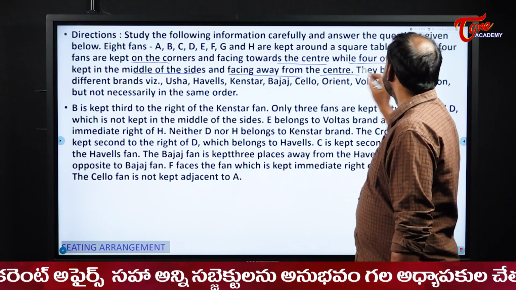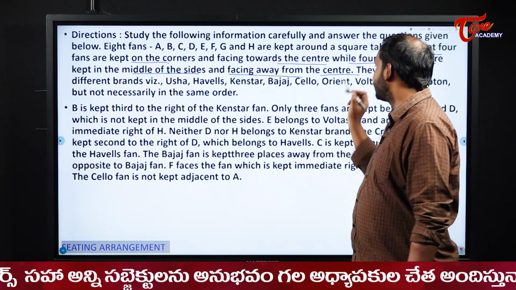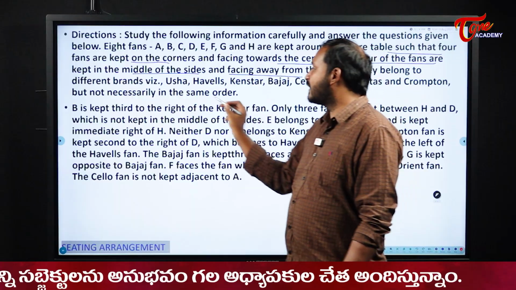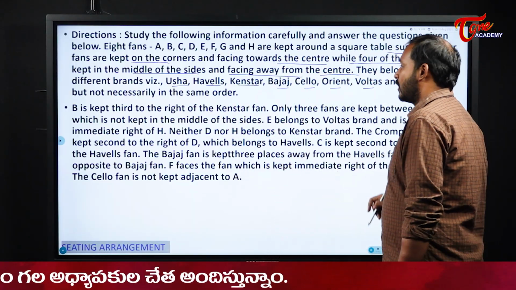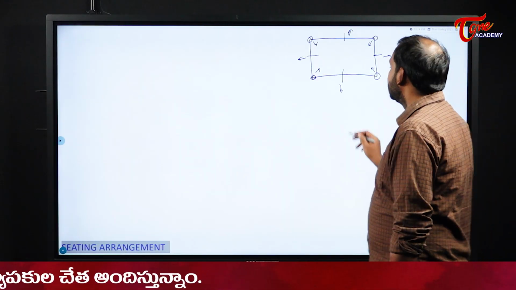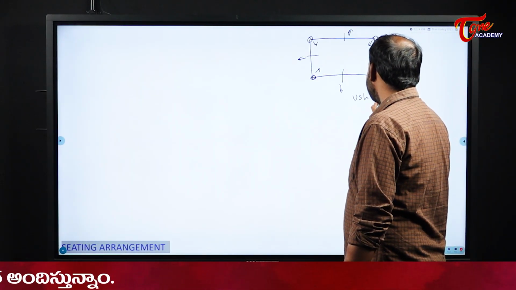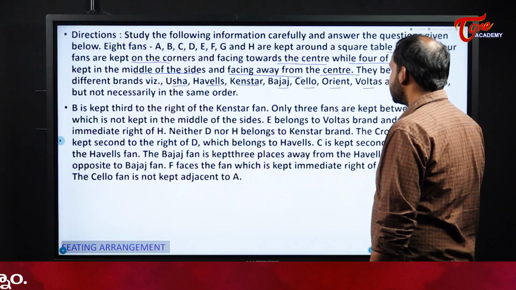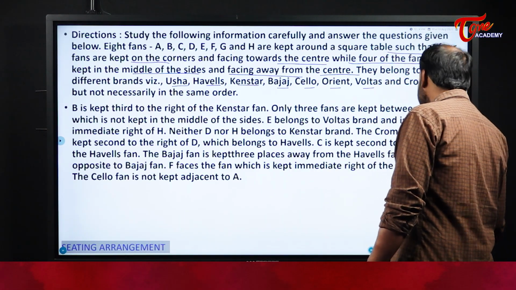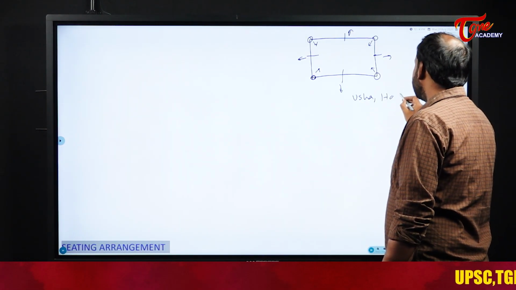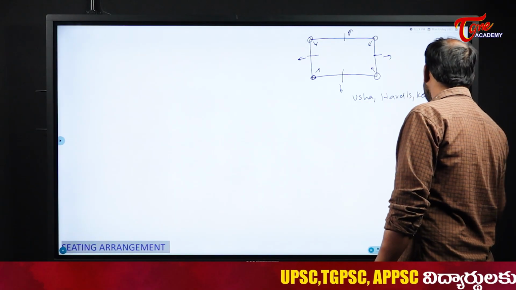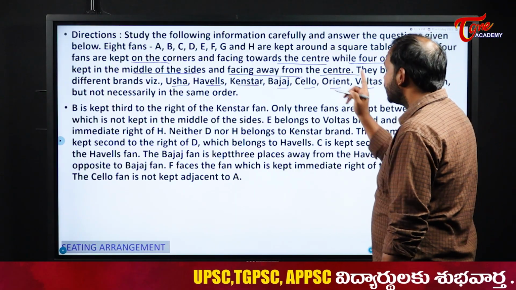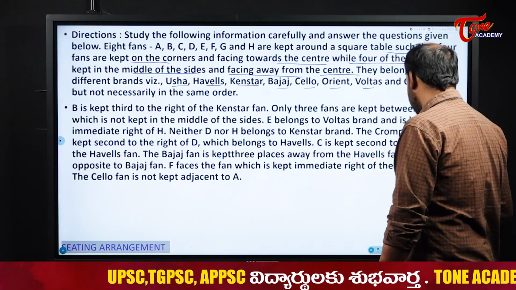The fans kept in the middle of the sides are facing away from the center. They belong to different brands: Usha, Havells, Kenstar, Bajaj, Cello, Orient, Voltas and Crompton. We need to write the brands also. If you observe here, the names are there and their brands are also there.